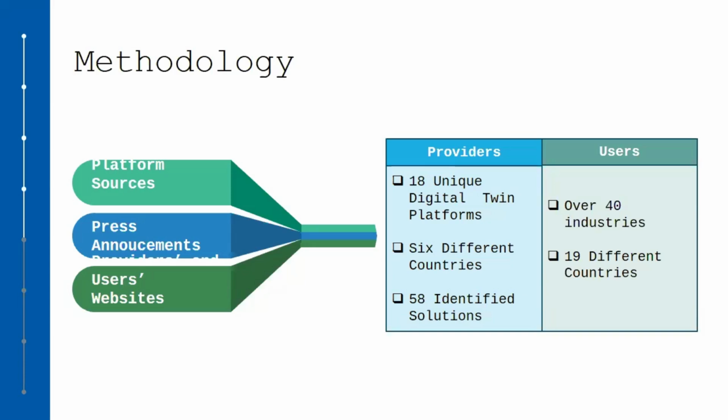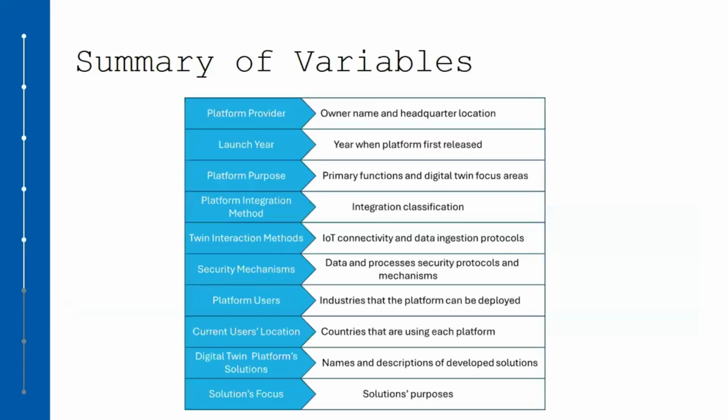From the user side, these 18 unique platforms span over 40 industries, and they are being used in 19 different locations. When we reviewed all of the 18 unique platforms, we ended up evaluating 10 different variables. I'm not going to go through each one of them, but we basically extracted information related to the provider, the year it was provided or launched, the purpose of the platform, the industry, the users, and then we looked also into the solutions that are being offered by the platform.